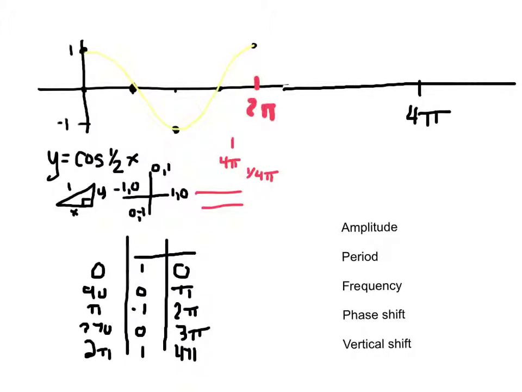So at 0, it's going to be 1, just like the first graph. I'll do the second graph in red. At pi, it's 0. At 2 pi, it's negative 1. At 3 pi, it's 0. And at 4 pi, it's 1. So this function's period got stretched out. It looks like this.